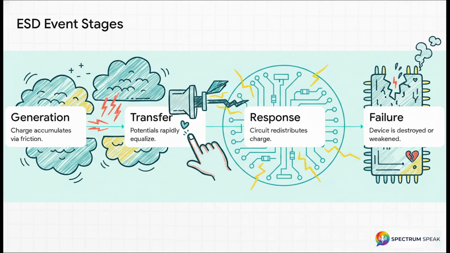Every single ESD event strictly follows a 4-stage sequence. First, charge generation, usually from friction or contact. Second, charge transfer. That's the moment the valve opens and potentials equalize. Third is device response, which is how the circuit tries to handle that massive rush of charge. And finally, 4, device failure. This can be a hard failure, where it's instantly dead, or even worse, a latent failure, where the chip survives but is critically, permanently weakened.